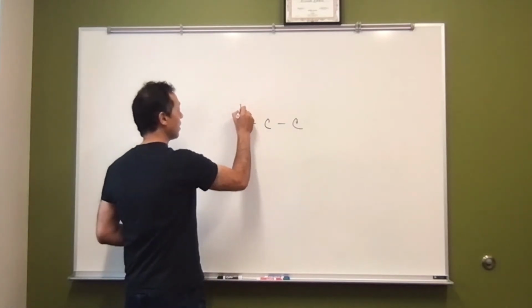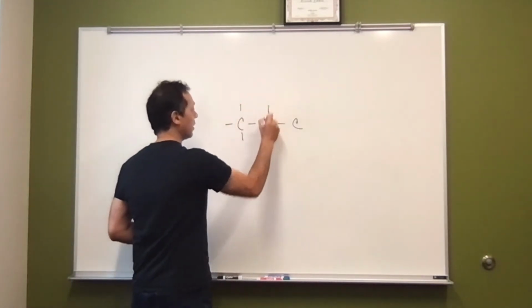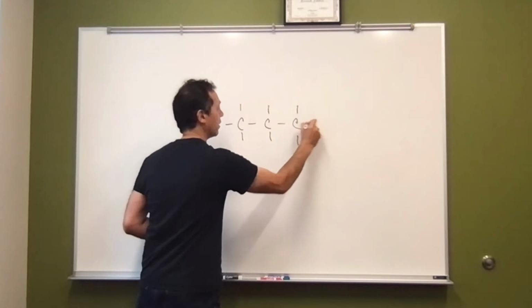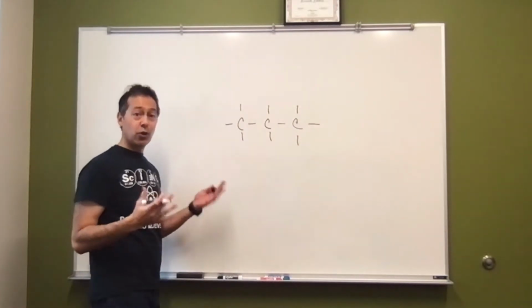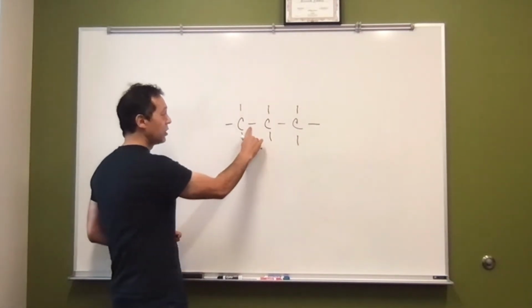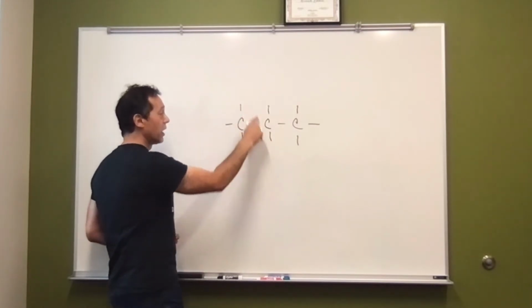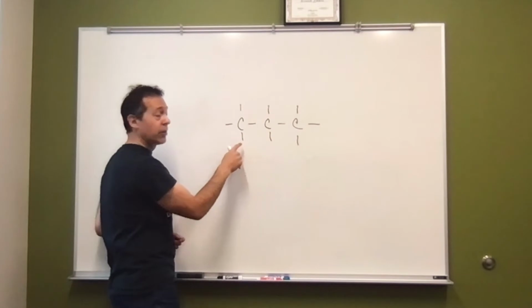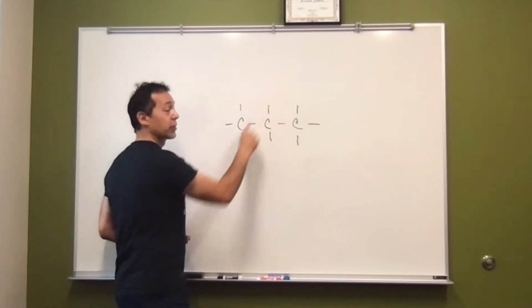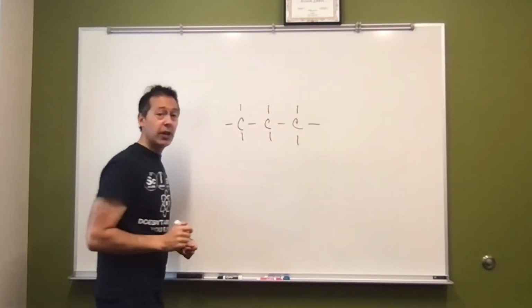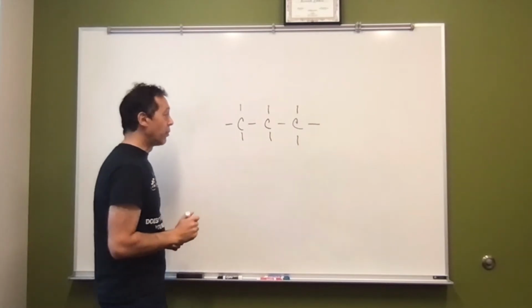So it might look something like this, where each carbon atom has a total of 4 bonds. Now in between here, these 2 carbon atoms are sharing a bond, so it counts as 4 single bonds around this carbon atom and 4 single bonds around this carbon atom. So all of these carbon atoms have a total of 4 bonds.